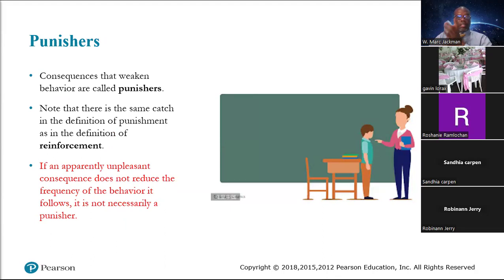And note that there is the same catch in the definition of punishment as in the definition of reinforcement. If an apparently unpleasant consequence does not reduce the frequency of a behavior that follows it, it is not necessarily a punisher. So if what you're punishing the child with, as Robin Ann said, is not reducing the behavior, then it is not a punisher. If it reduces the behavior, then it is considered to be a punisher, right? So you have to look at either the reduction or the increase in the behavior to decide whether it's a reinforcer or a punisher.